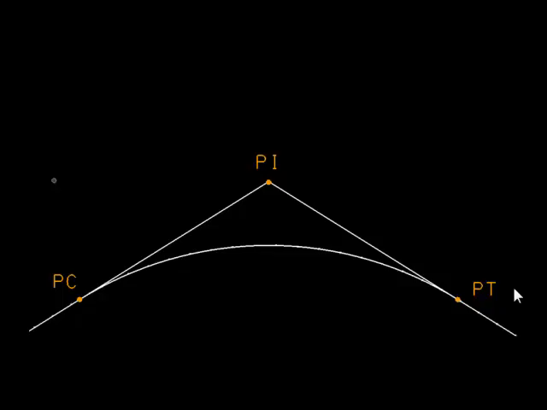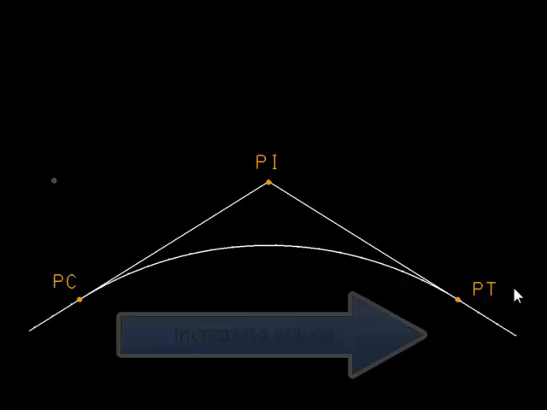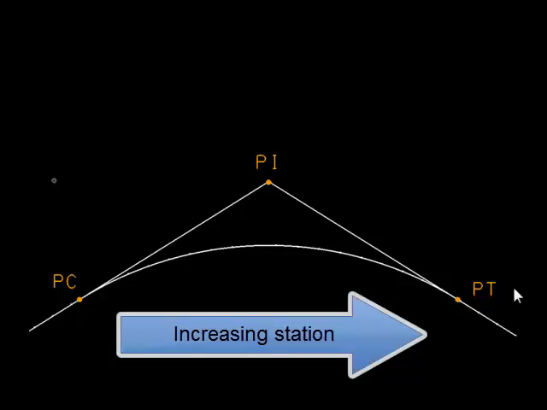The point of curvature is the beginning of the curve, and the point of tangency is the end of the curve. In other regions, you may see this described as BC for beginning of curve and EC for end of curve. The station of the point of curvature is smaller than the station of the point of tangency. That is, stationing increases from the point of curvature to the point of tangency.